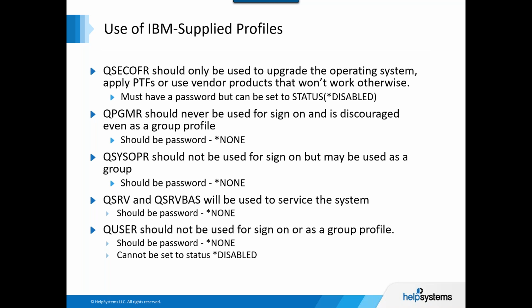In addition, IBM ships many commands authorized to QPGMR. So QPGMR and therefore your developers have access to many commands that really, in my opinion, don't belong in the programmer role. So again, I would prefer to make a different group profile for your developers, and leave them out of QPGMR. In addition, it should not have a password. It should be set to *NONE, because that's how it ships.